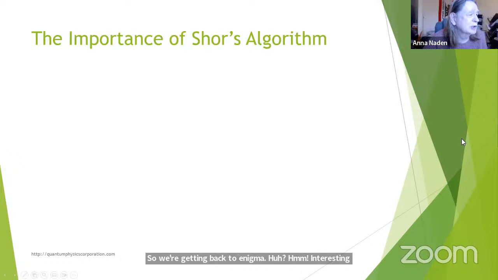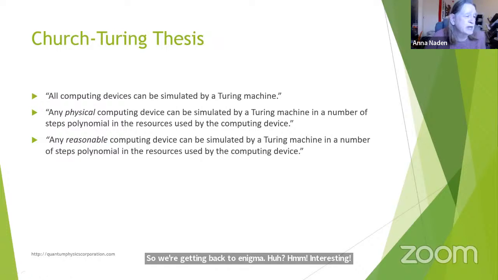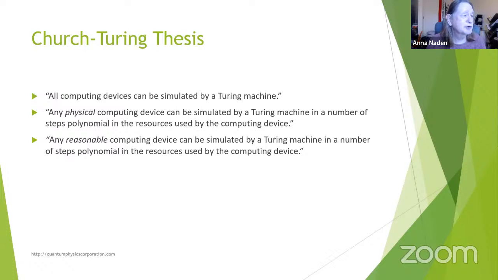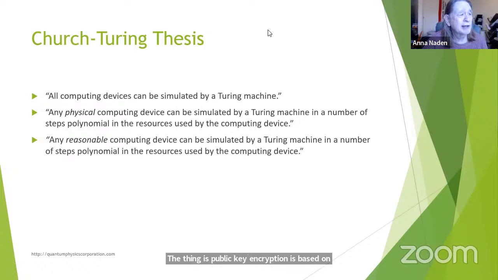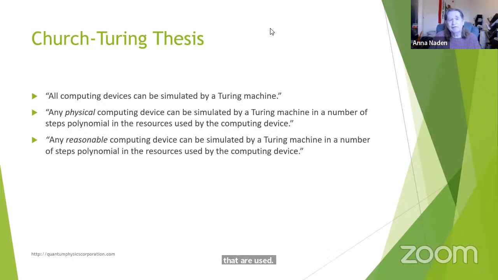So I talked about the importance of Shor's algorithm. The thing is, public key encryption is based on factoring products of prime numbers. And that can be done with a classical computer. It just takes a million years for the large numbers that are used. And that's why nobody's proved it, but that's why it's believed that the RSA encryption scheme is secure, at least in the pre-quantum era.